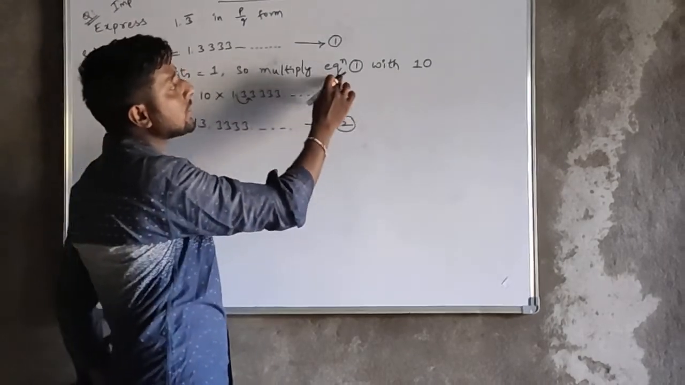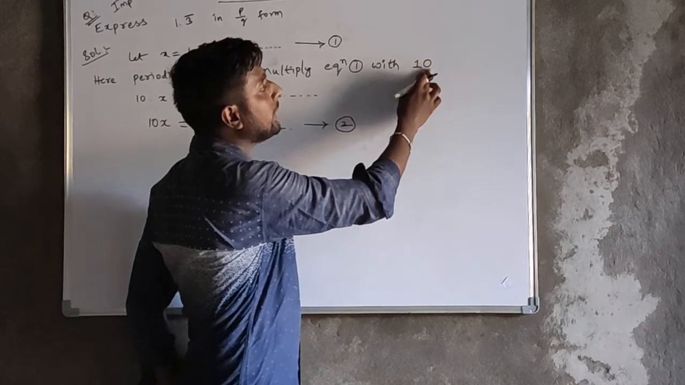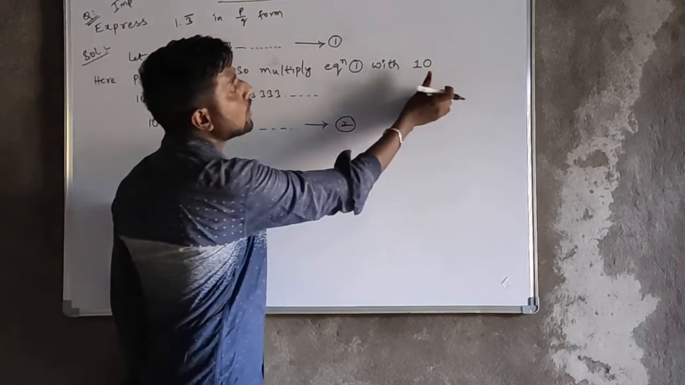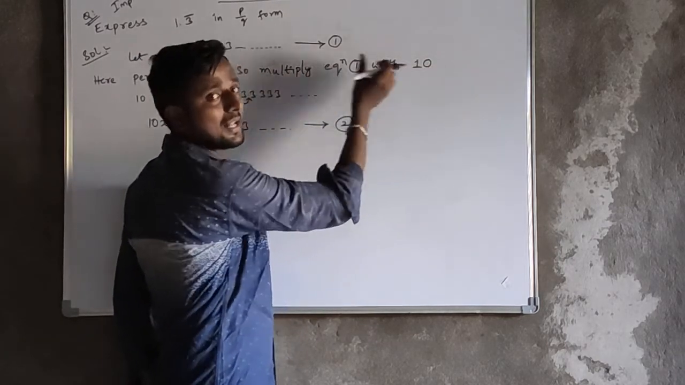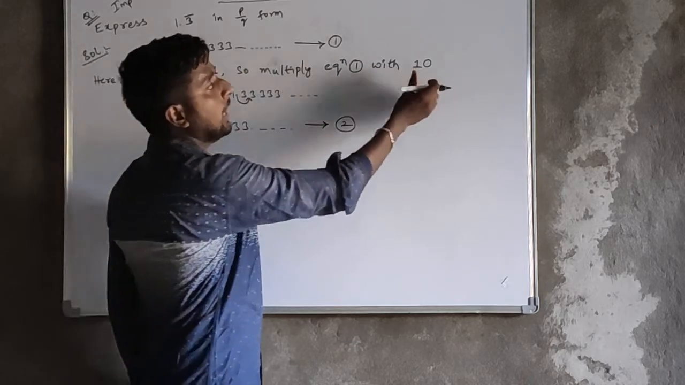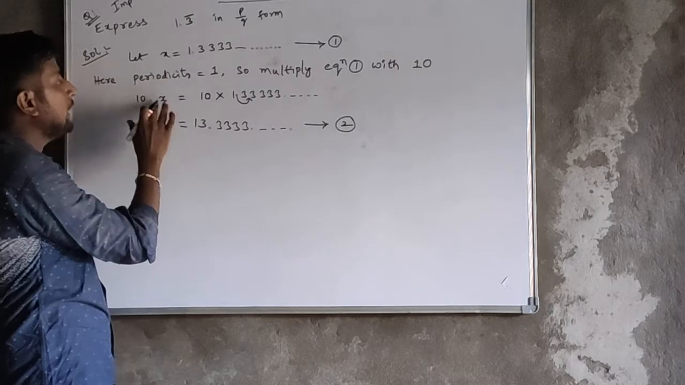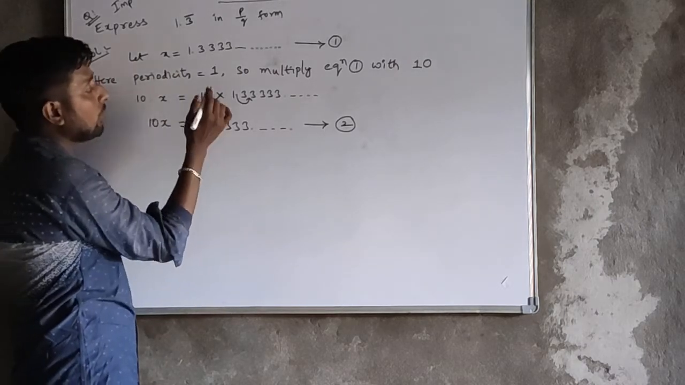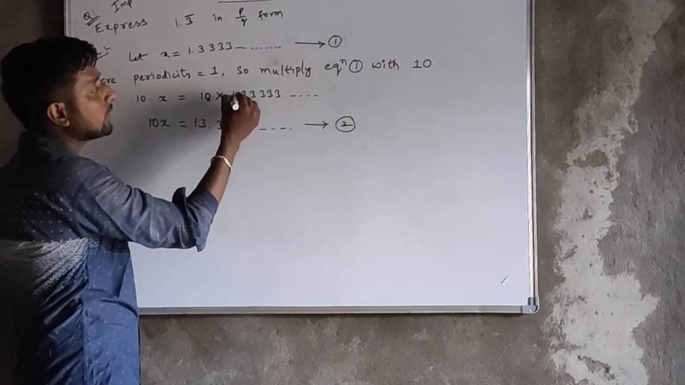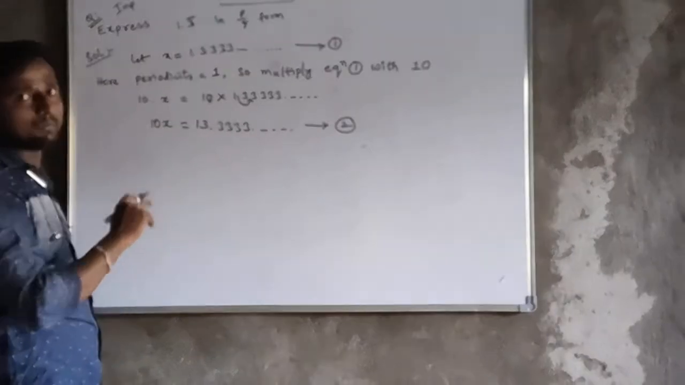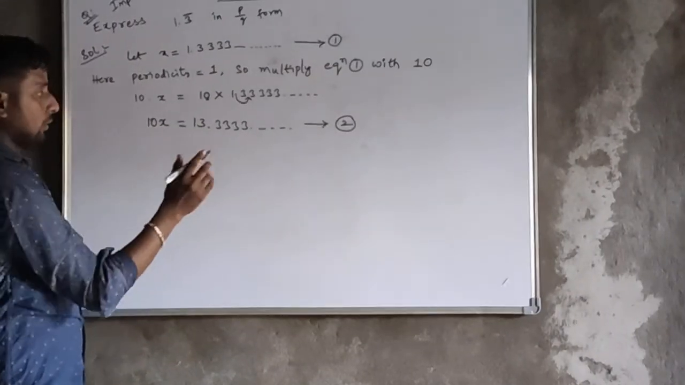So multiply the equation by 10. Why only 10? Because the periodicity is only 1, so only one 0. If the periodicity is 2, along with 1 we will take 2 zeros, that is 100. Now 10 into x, 10x. When you have only one 0, the decimal moves only one place.